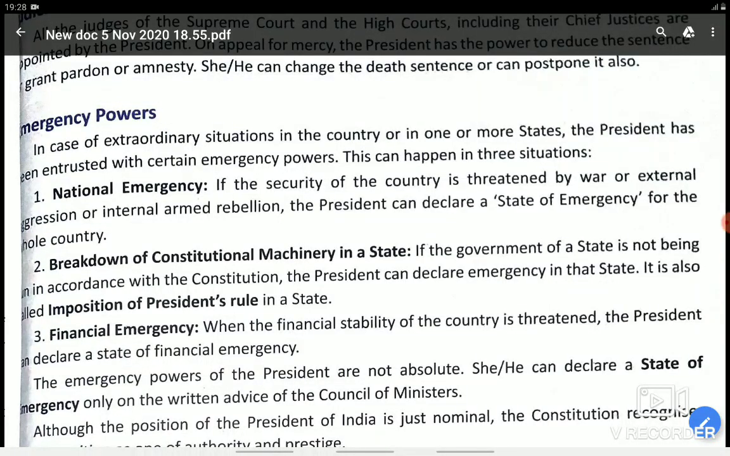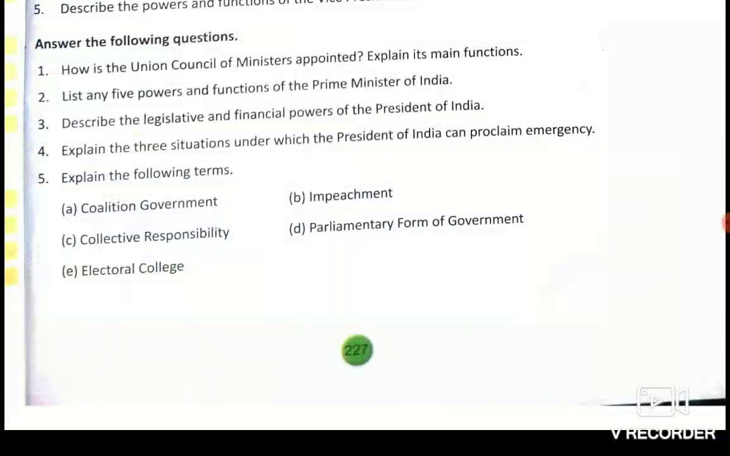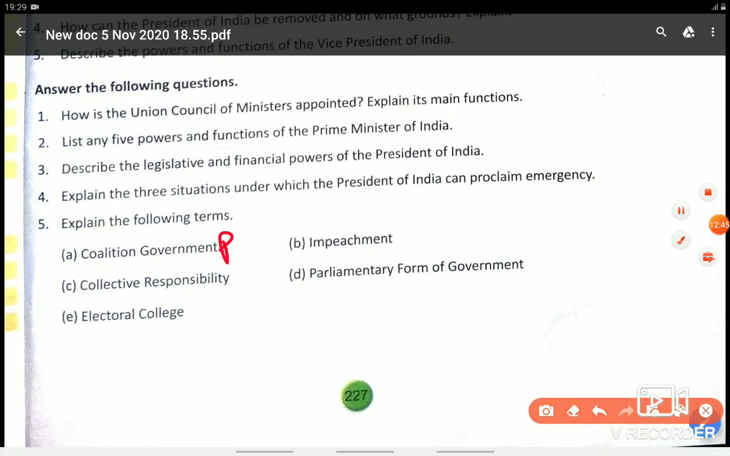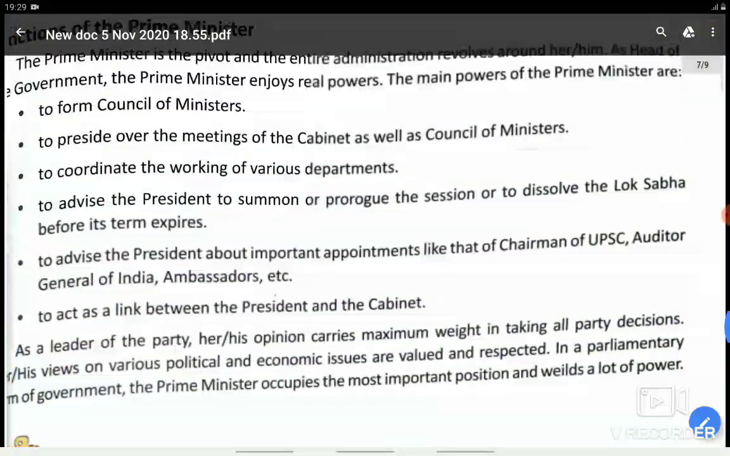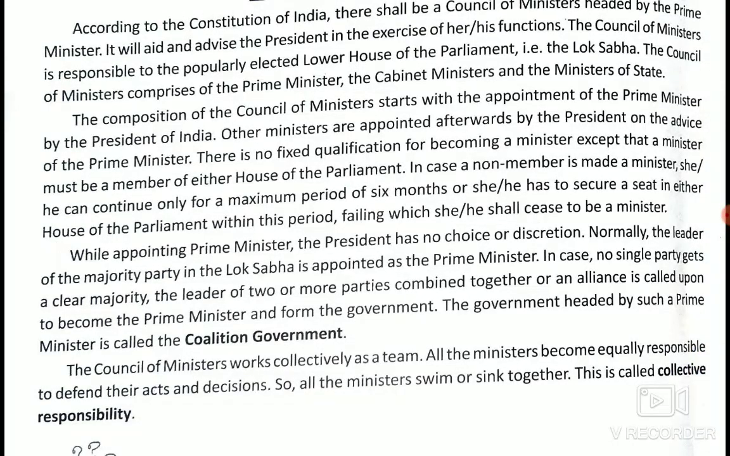Next is explain the terms. First one is coalition government. Coalition government you will get on page number 224. Let's come to page number 224. As we all know, if one single party does not get the majority, then two or more parties combine together and form an alliance and make a government, which is called a coalition government. So this is for E5A part.